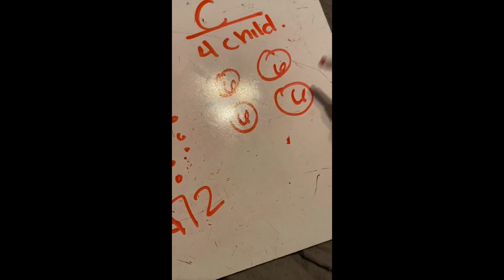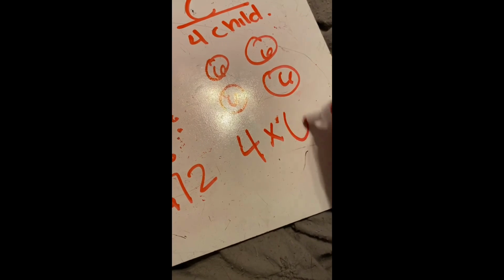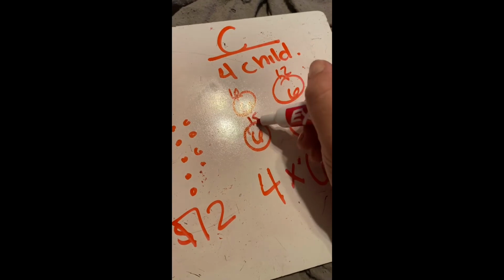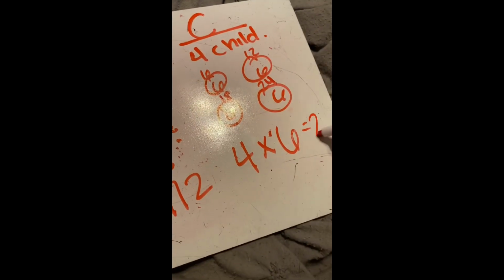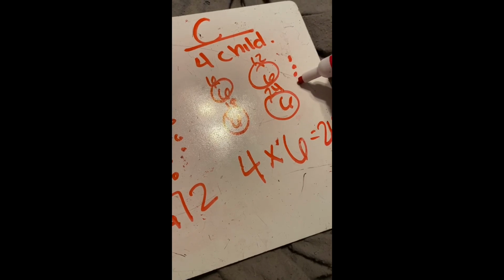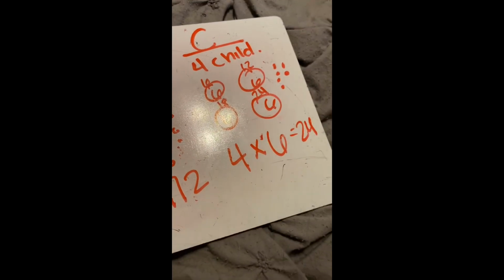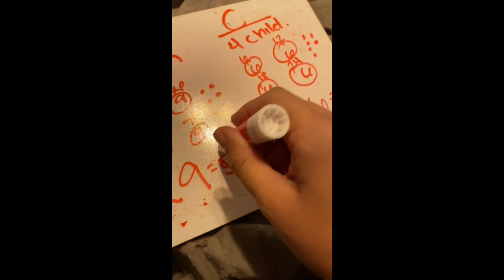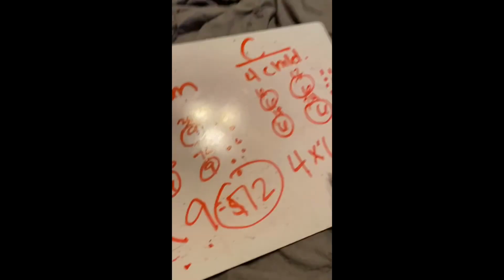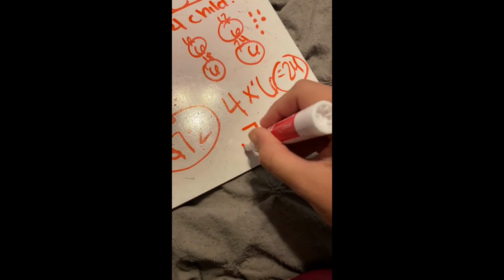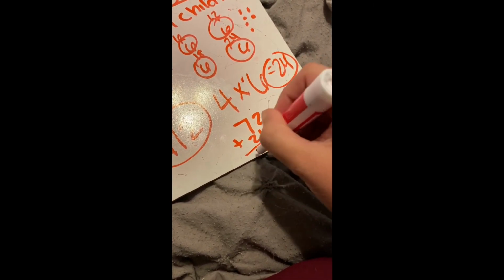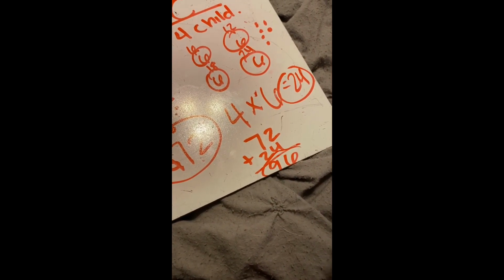4 children cost $6 each. So each child costs $6. That looks like 4 children. It's $6 each. 4 times 6 is 6, 12, 18, 24. Again, if you don't know, 1, 2, 3, 4, 5, 6, and keep counting. The question said, how much did the boat ride cost? So now I need to add 72 and 24 together. 2 plus 4 is 6. 7 plus 2 is 9. $96 is what the adult and children ride costs.